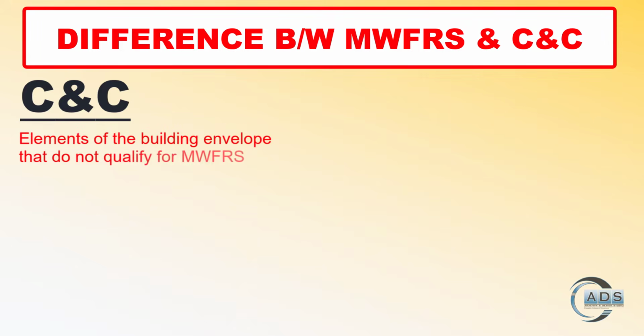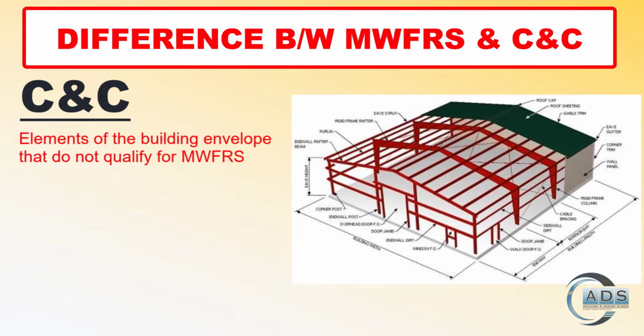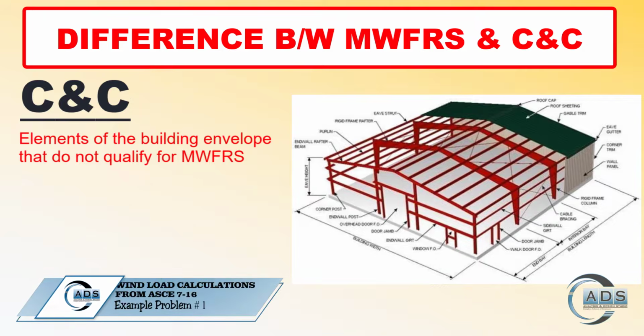the roof panels. Components and cladding is defined as elements of the building envelope that do not qualify as part of the main wind force resisting system. Let's take the metal building again shown in the picture. The metal roof and wall panels would be considered cladding. The overhead door, walk door and window would be considered components. Also, the roof purlins and wall girts receive loadings from the cladding and are therefore considered components as well. The wind pressure then varies on these components and cladding based upon their respective effective wind area.